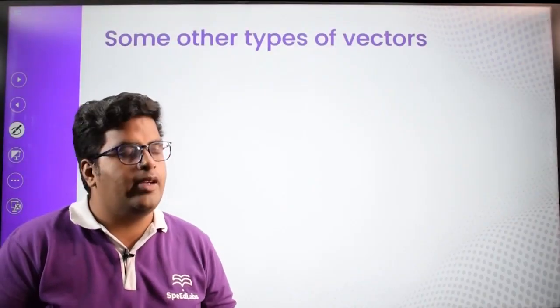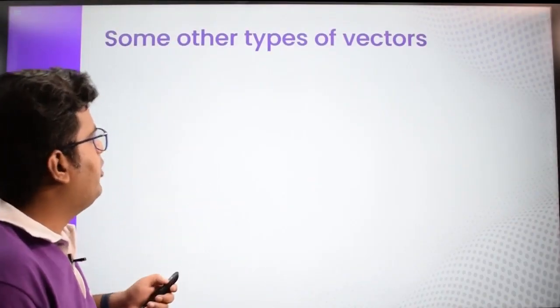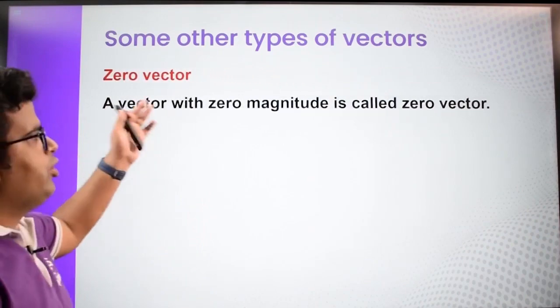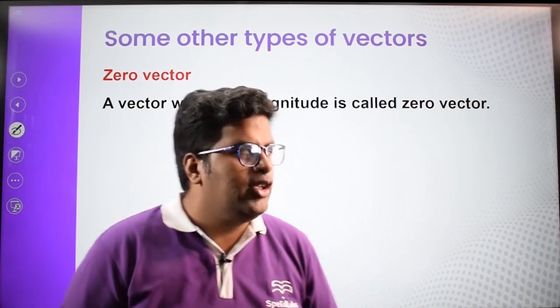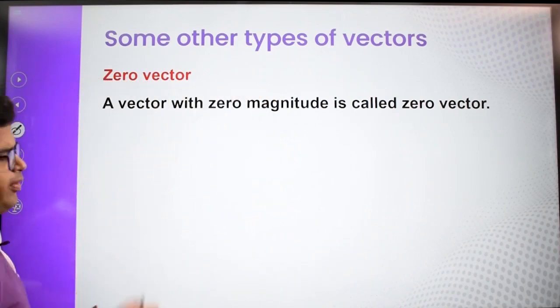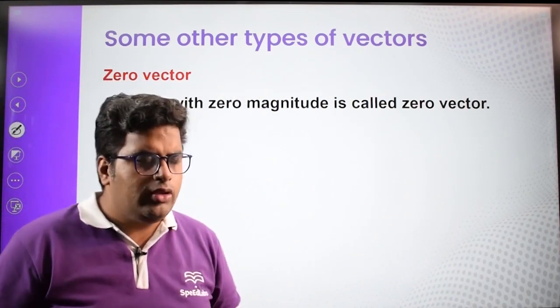Now we are going to see some other types of vectors. Let's see one by one what those are. So the first one is zero vector. Now what is a zero vector? A vector which has zero magnitude is going to be your zero vector, right? So a vector which has zero magnitude will be your zero vector.